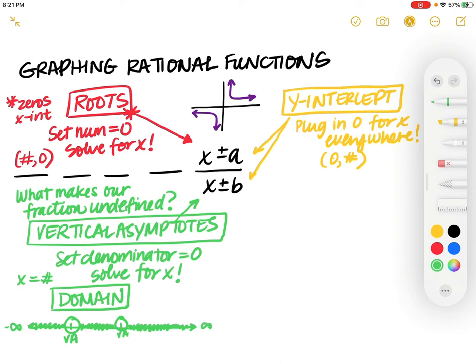So when I think of the domain, I think of placing all of our vertical asymptotes on a number line and just excluding those values. So exclude all vertical asymptotes, but otherwise we are just going negative infinity to positive infinity.